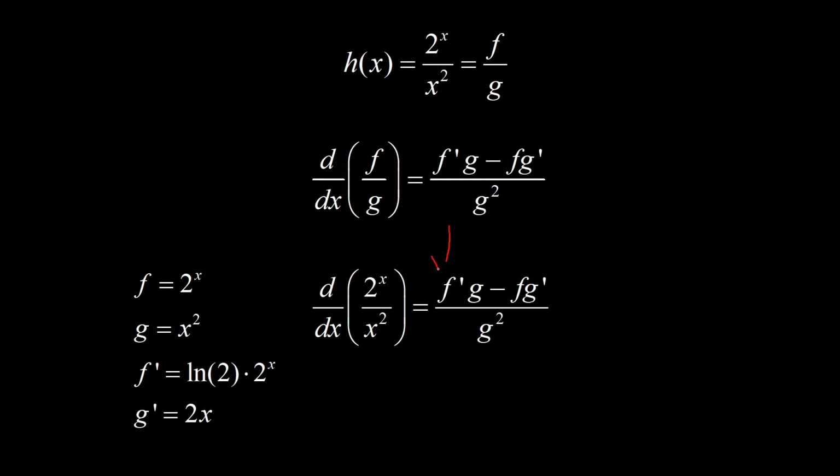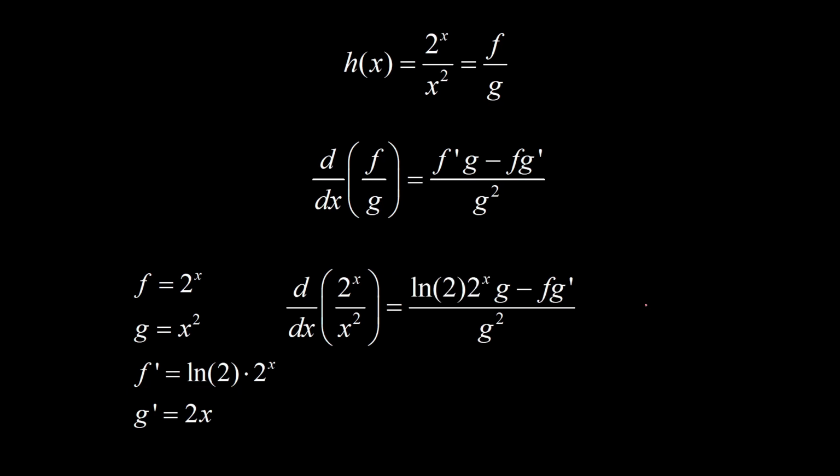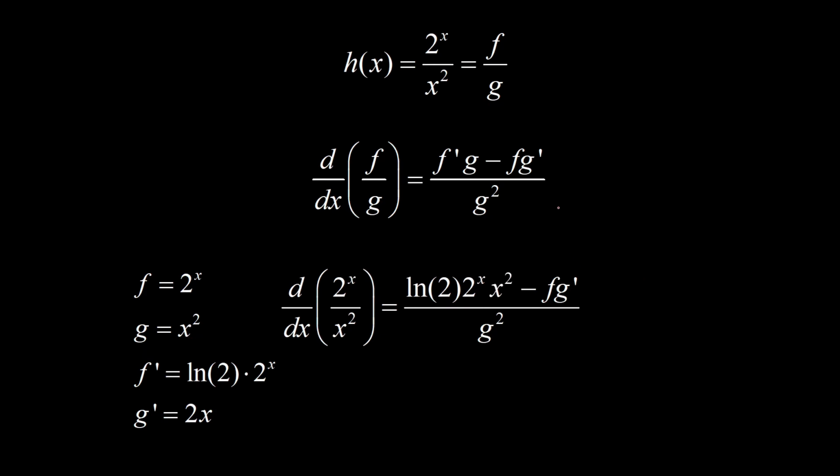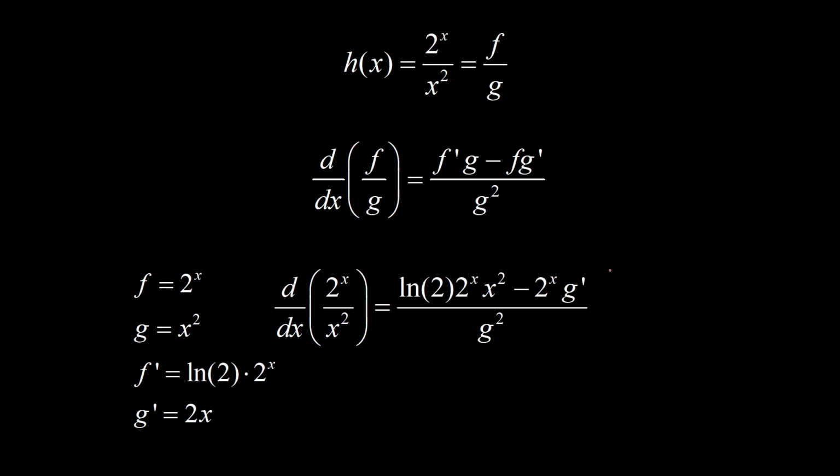So we've got the derivative of f, and we see that's natural log 2 times 2 raised to the x. So we'll plug that in. We have g, which is x squared. So we'll plug that in. F, which is 2 raised to the x. And the derivative of g, g prime, 2x. And then finally for g down here, we have x squared.